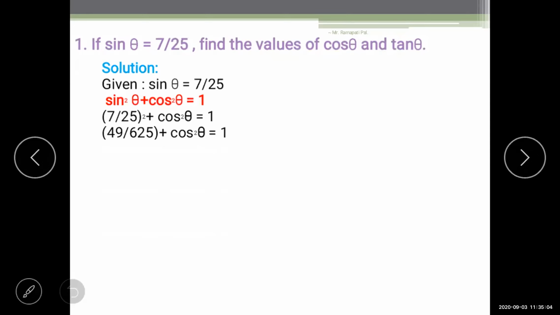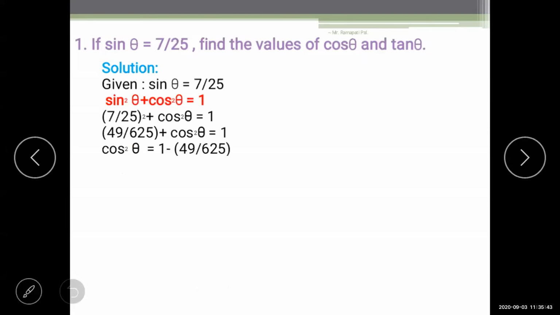Correct? So what will you do now? We are going to take 49 upon 625 to the right side. So it will become cos square theta is equal to 1 minus 49 upon 625. We take it to the right side because we know that a number should be present on the number side. Okay. So cos square theta is equal to 1 minus 49 upon 625.